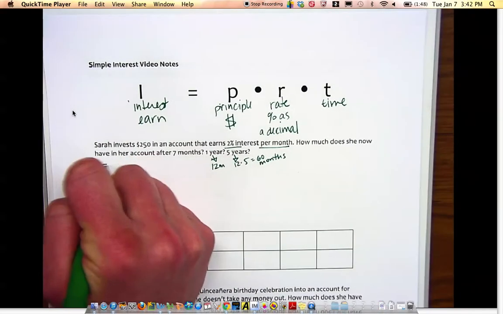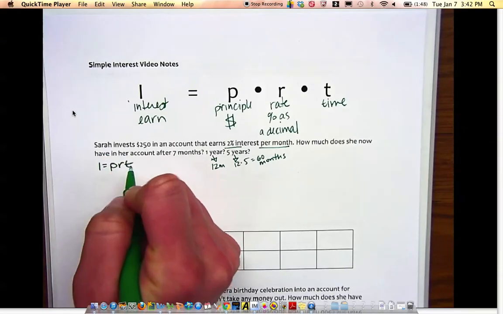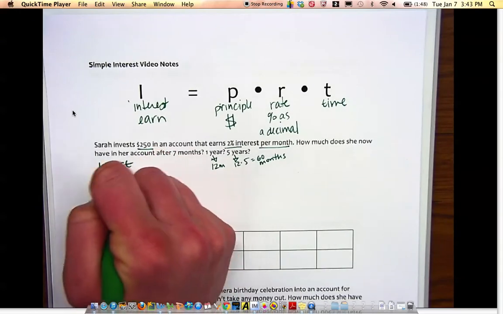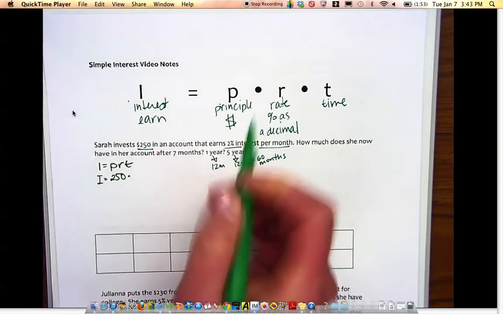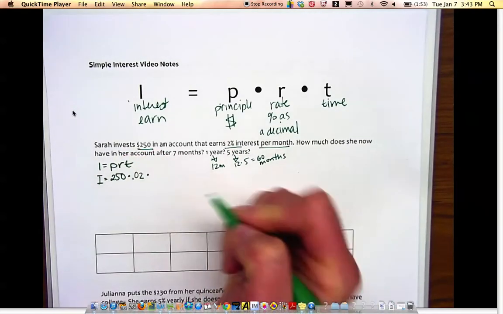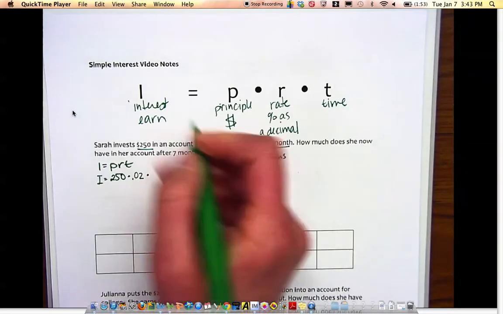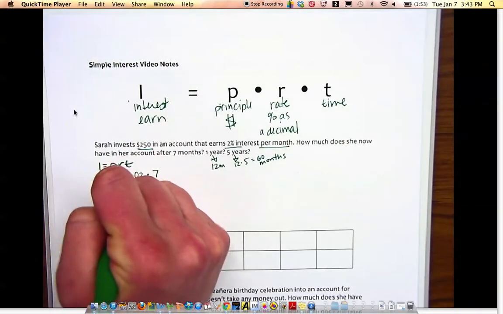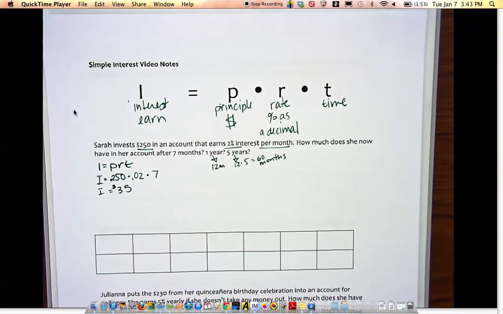So I'm going to say I equals PRT. I is what we're trying to figure out. My P is my principal, that's $250, times my rate, which is 2%, so I'm going to write that as 0.02. And my time for the first one is going to be 7 months, so multiply by 7. So 250 times 0.02 times 7 is going to give me that Sarah earned $35 in that amount of time. And you can go ahead and just put these into your calculator.